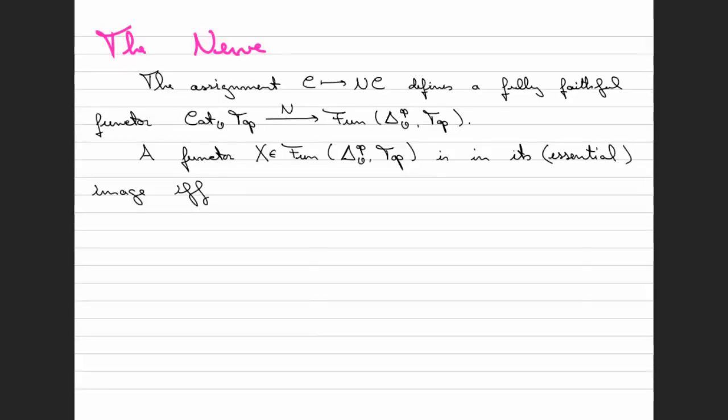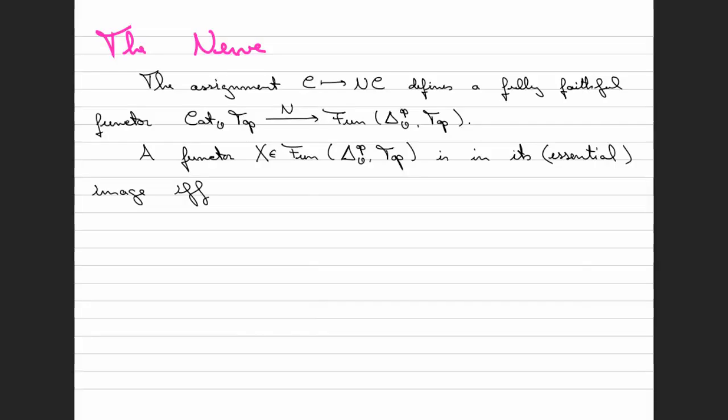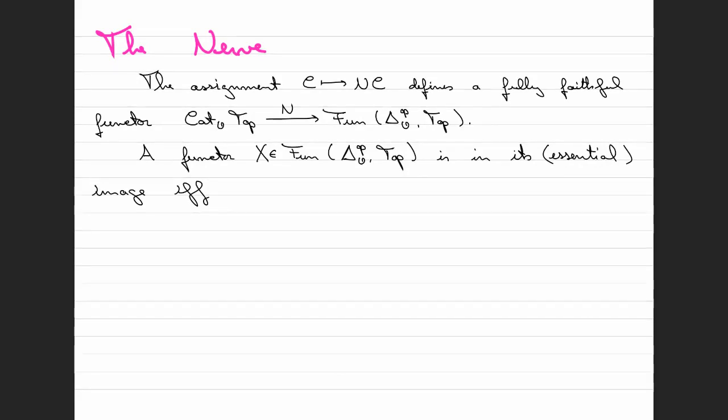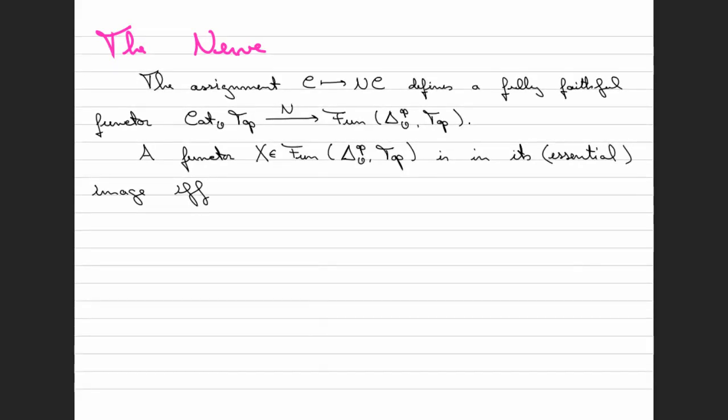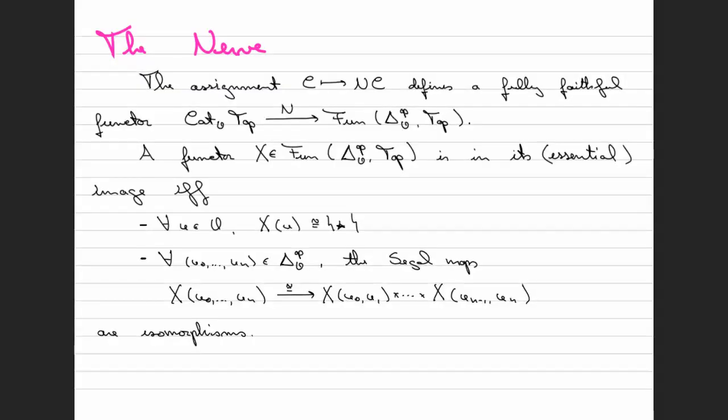What I want to get to is that we can characterize exactly when a functor like this comes from a category. So when it is the nerve of a category. And when is that? When these spaces are the one-point space. So for the object with just one element, the associated space is just the one-point space. And when the Segal maps are isomorphisms.